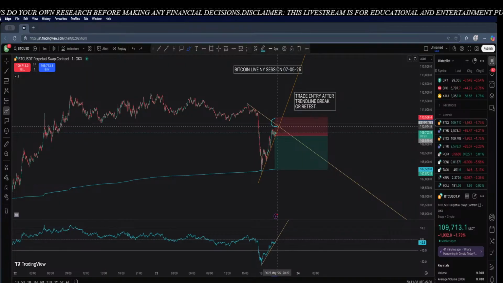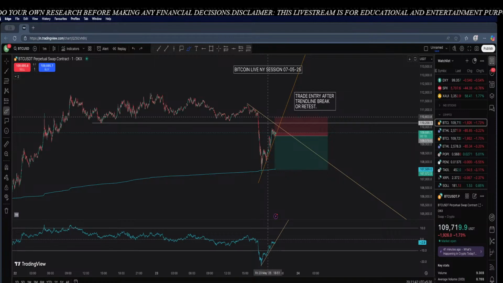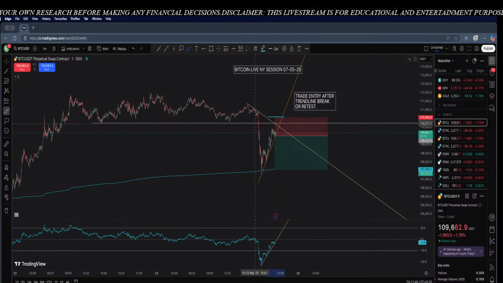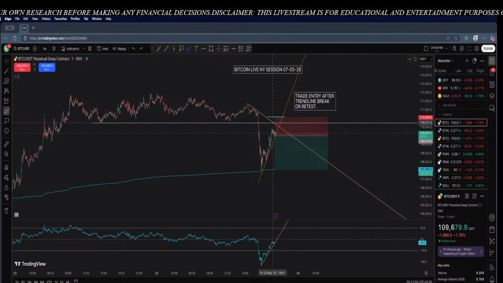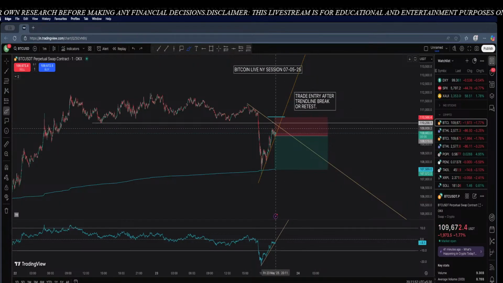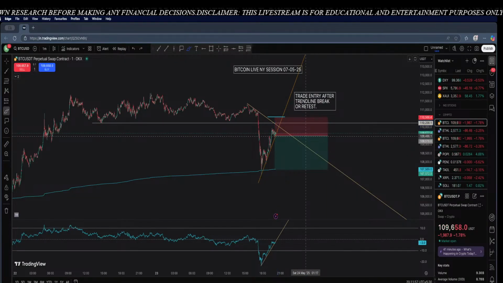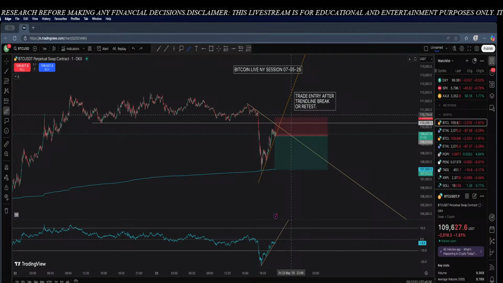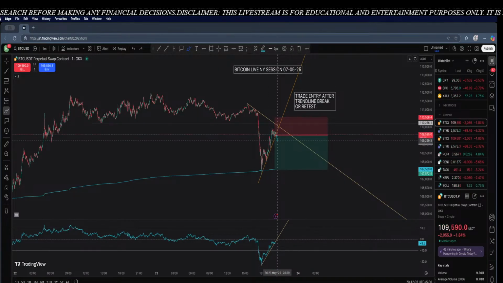We're hoping that this zone will hold as a resistance, which is precisely why I have set my stop loss just a tad bit over the resistance zone right here. I don't want to keep it exactly at the resistance because we might have some wicks going in and then coming down. So I do like this zone, and of course I'm waiting for some confirmation of the break of this trend line.